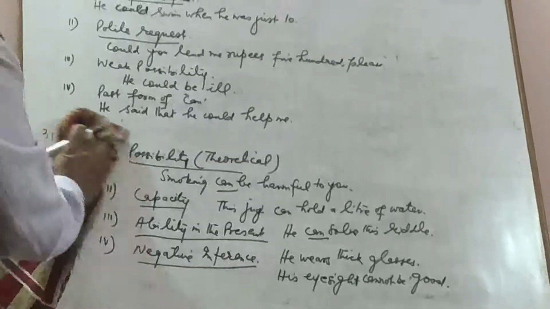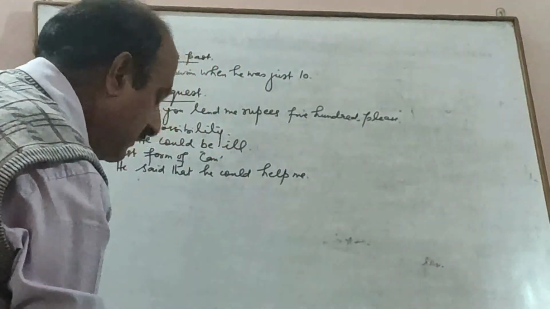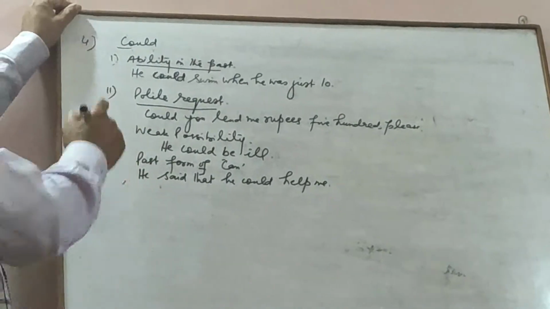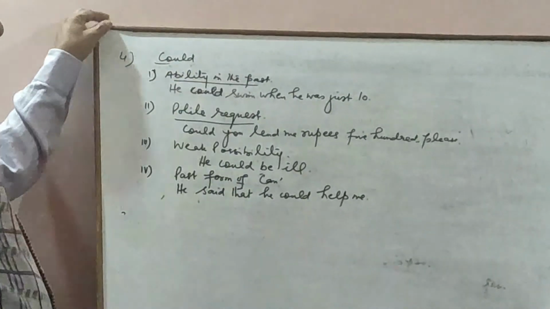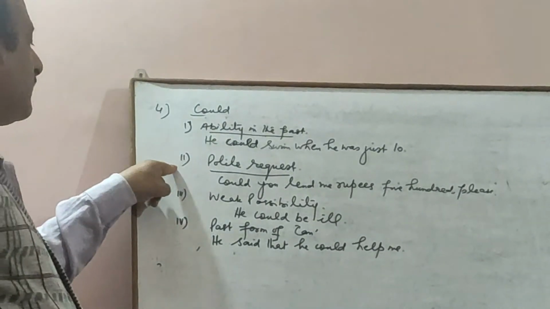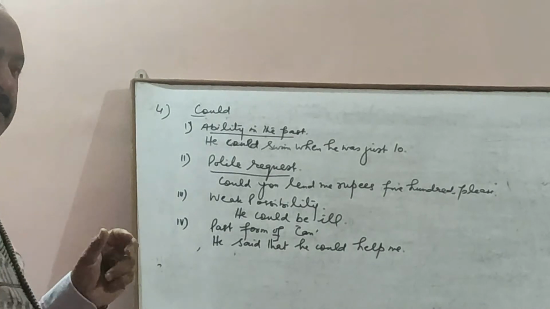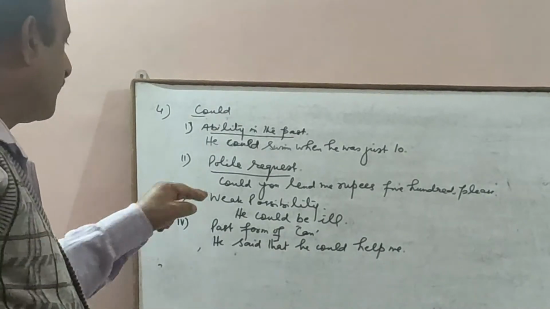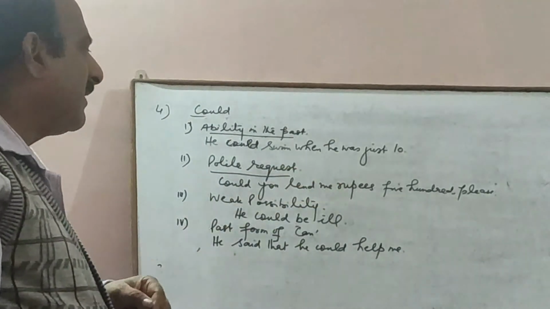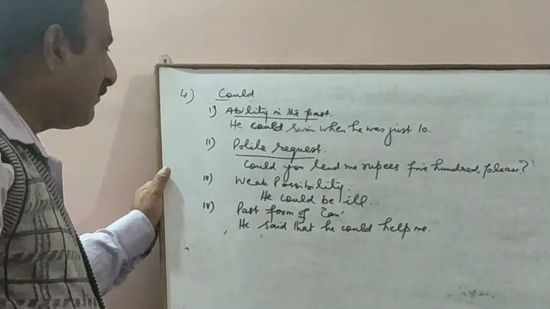Then we have could. The first use of could is ability in the past. He could swim when he was just 10. The second is polite request. In fact, could is the modal which expresses the most polite request. Could you lend me rupees 500 please? Could you show me the way to the railway station please?